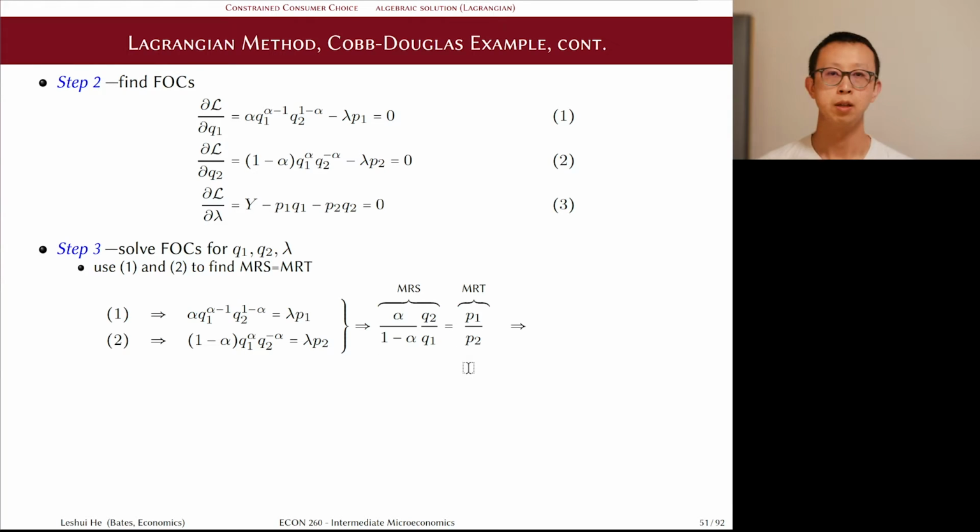Now notice that this is an expression of Q1 and Q2 and a bunch of exogenous variables without lambda. And also notice that first order condition 3 here, or our budget constraint, is also just a function of Q1 and Q2 without lambda. This means we can use equation 3 and the tangent condition together. So we'll have two equations and two unknowns. So we can solve for both Q1 and Q2 by using 3 and the tangent condition together.